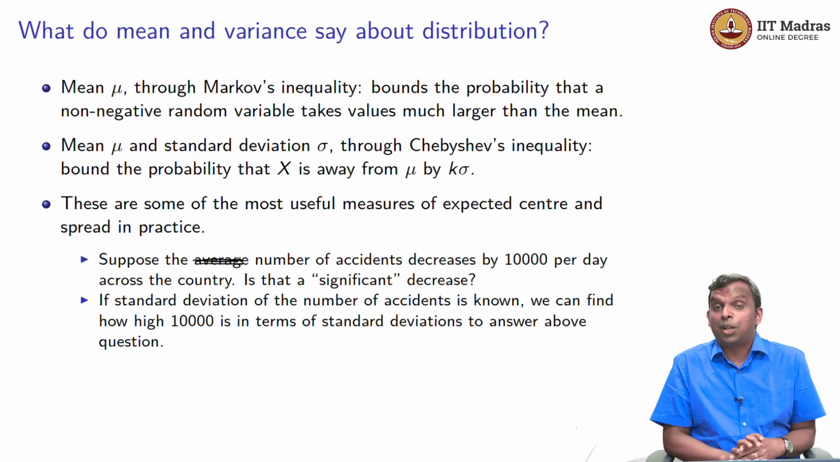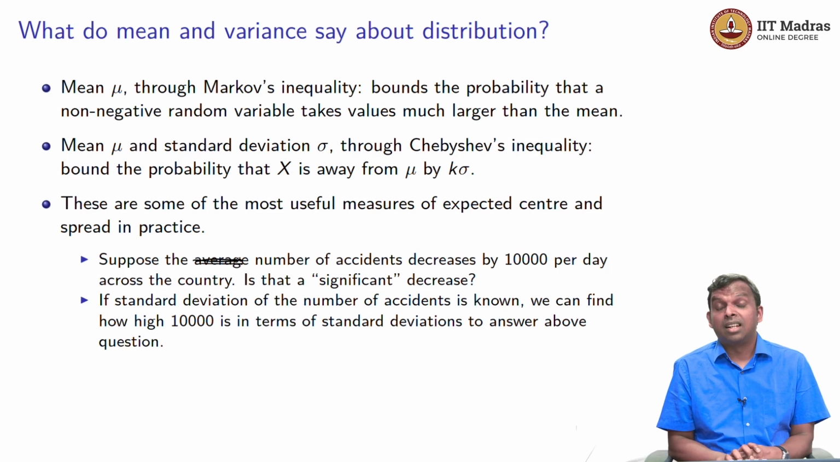So this kind of understanding comes from mean and variance, and they give you very useful bounds on the probability itself. Thank you very much.